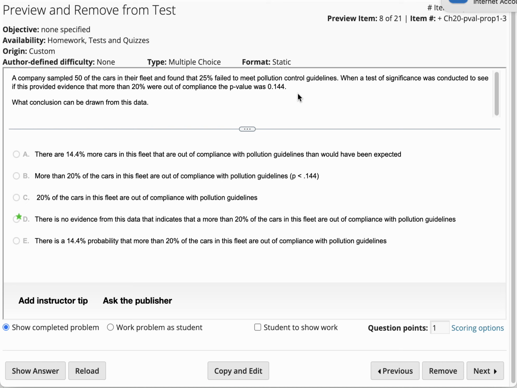So what are we going to start our conclusion with? There is no evidence from this data to indicate that more than 20% of the cars are out of compliance with pollution guidelines. So if the p-value is not less than 0.05, you always start your conclusion this way. There is no evidence.